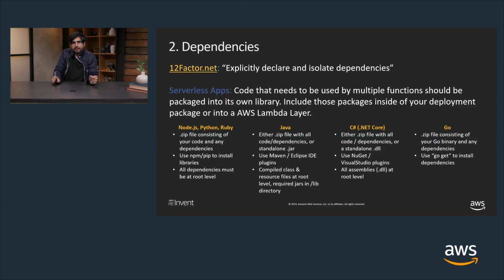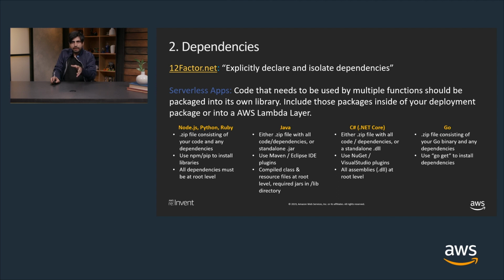And then second, we have dependencies. Explicitly declare and isolate dependencies. Code that needs to be used by multiple functions should be packaged into their own libraries. Now, these can be files or data sets, so they can be different libraries and dependencies. But as your code base builds, you want to make sure that if there are common libraries, instead of repeatedly applying those, where a lot of errors can occur, where a developer might not know what they need as you continue to grow, it's best to keep those in what we call layers.